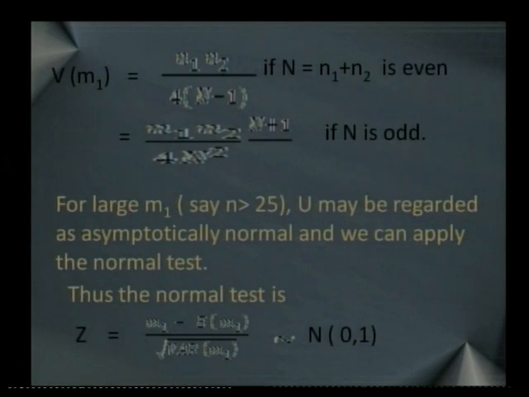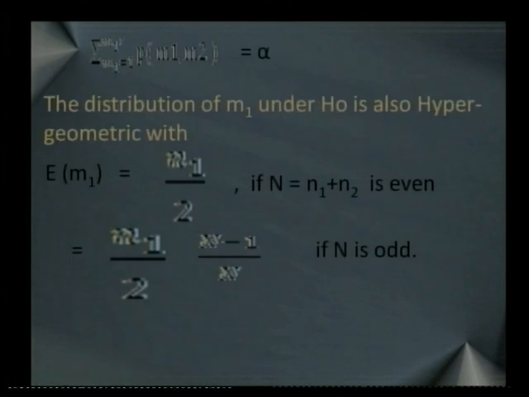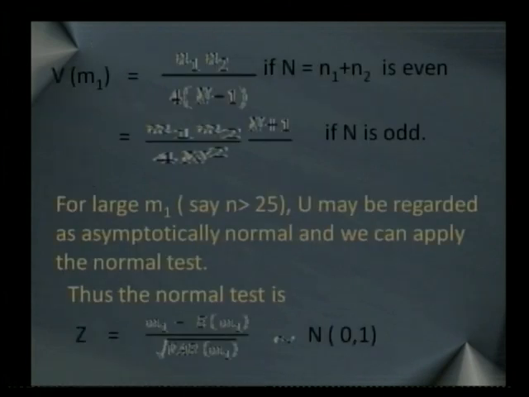And also for large N greater than or equal to 25, we consider M1 and apply the same procedure as the normal test. The test procedure for the normal distribution is Z equal to M1 minus expectation of M1, whole divided by the standard deviation of M1, and this follows the normal distribution.